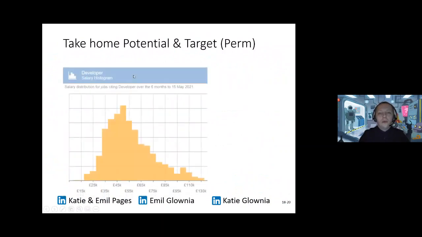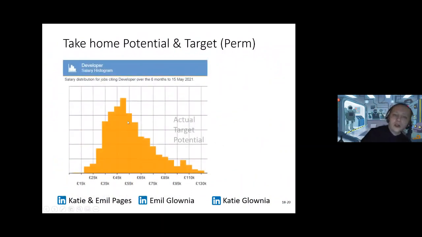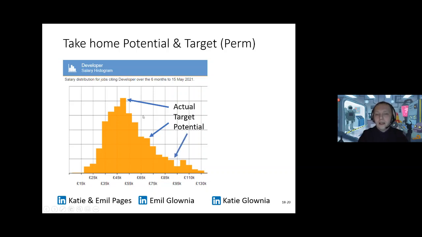Now, take home potential and target. So simply think about where is your target for this year or next year if you are willing to change your jobs or ask for a pay rise, and then what is your potential, realistic potential, but something that if you waited for the right position, what would be your potential?